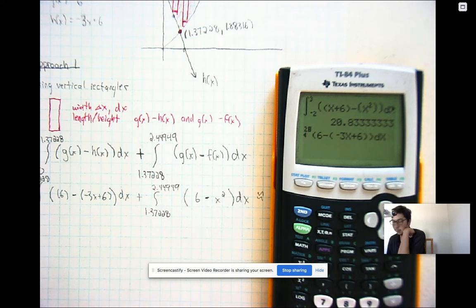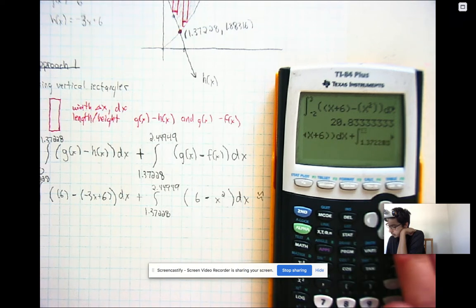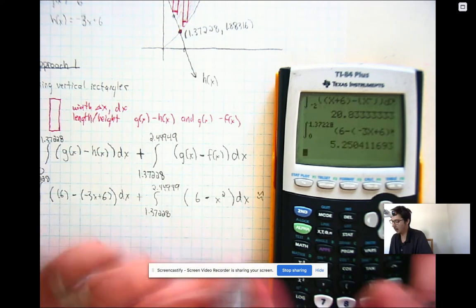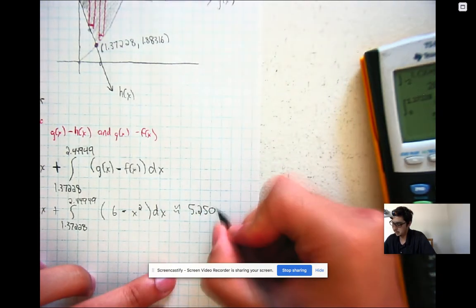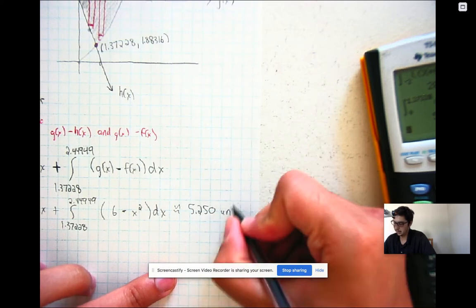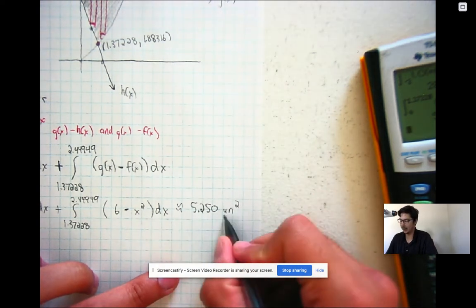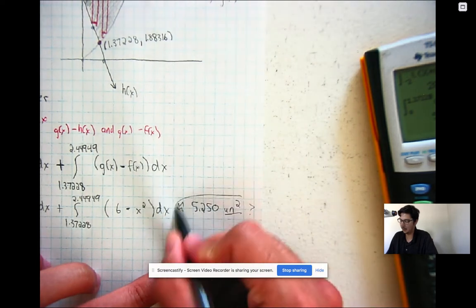And I'm going to put this all in 1 so I don't even round later. So then plus the integral from 1.37228 up until 2.44949. And this time it's of 6 minus x squared with respect to x. And all of that, this area is approximately 5.250 units. And again, the book says units squared. I don't necessarily like that, but that's okay. And that's the area using one method.